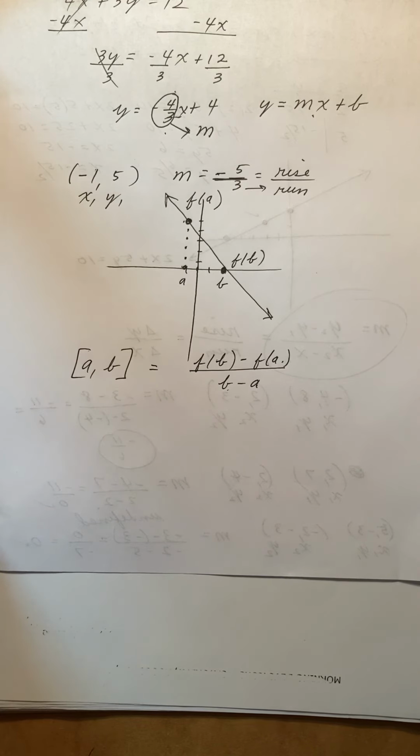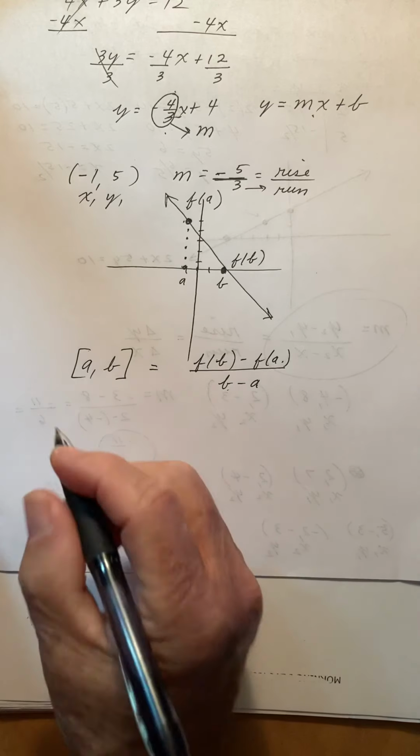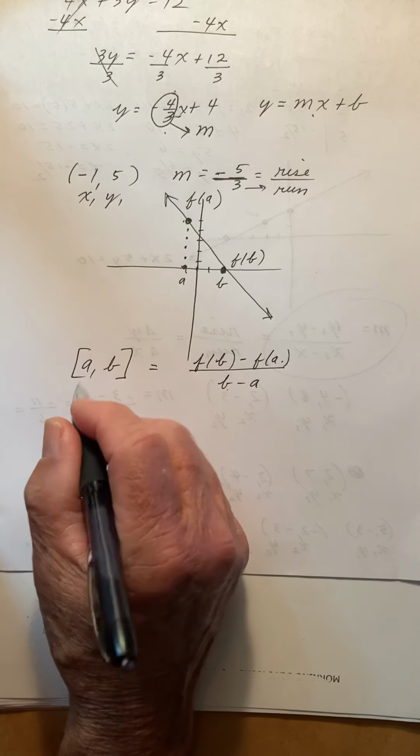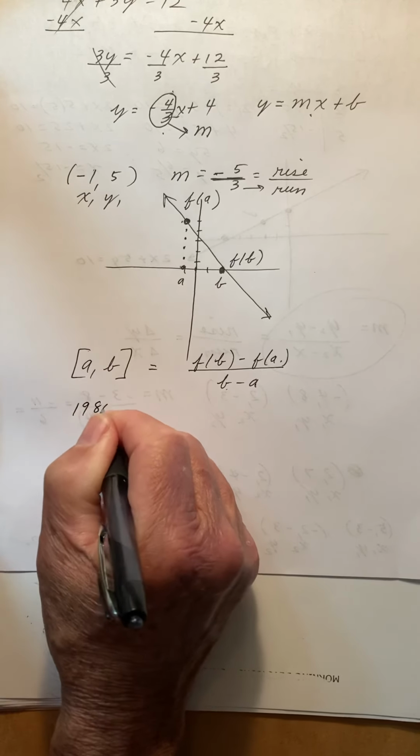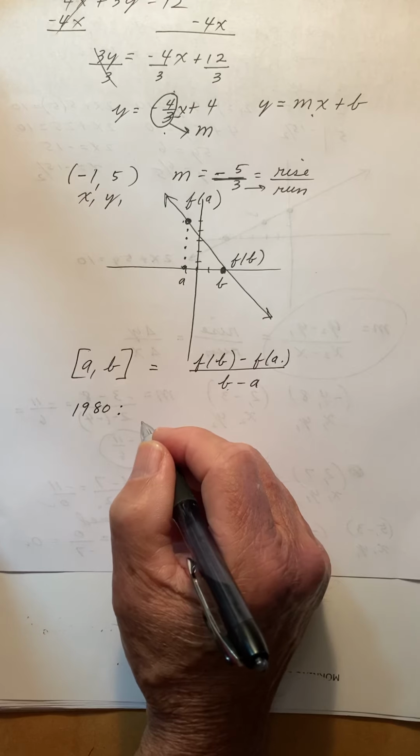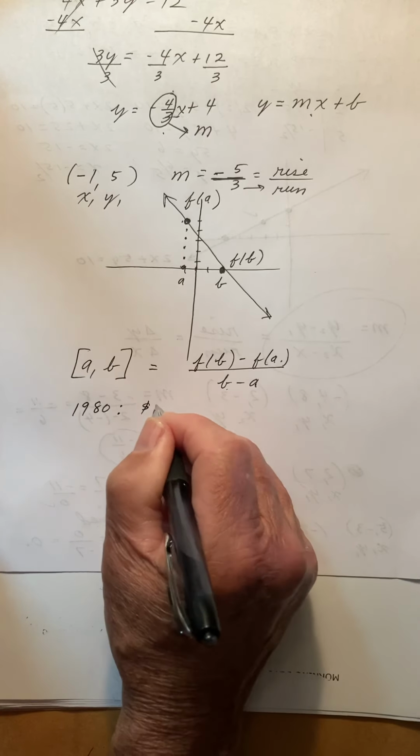So here's an example that we're going to look at right here. It says in the year 1980, the average rate for basic cable TV was $7.69.